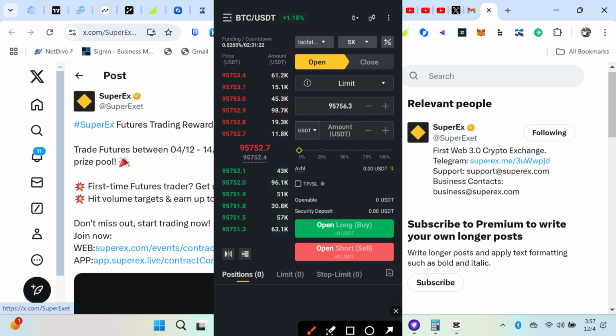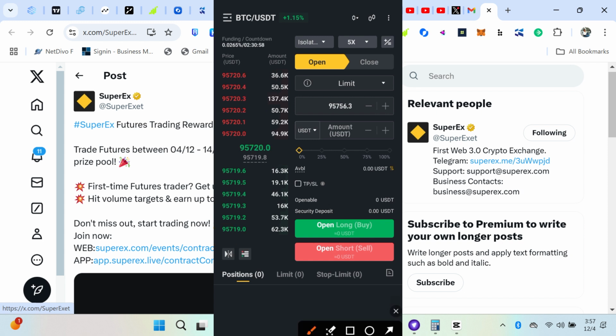Now take a look at the current price of BTC. Now you can decide to enter the market at a lesser price or lower price into this place. The amount of USDT you want to trade, guys, you enter it here, or you drag this arrow to select the amount of USDT you want to trade based on what you have in your account. Then you tap on open long.